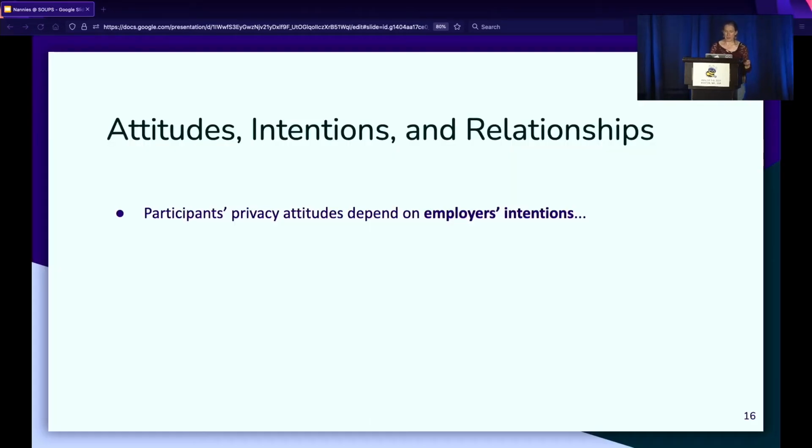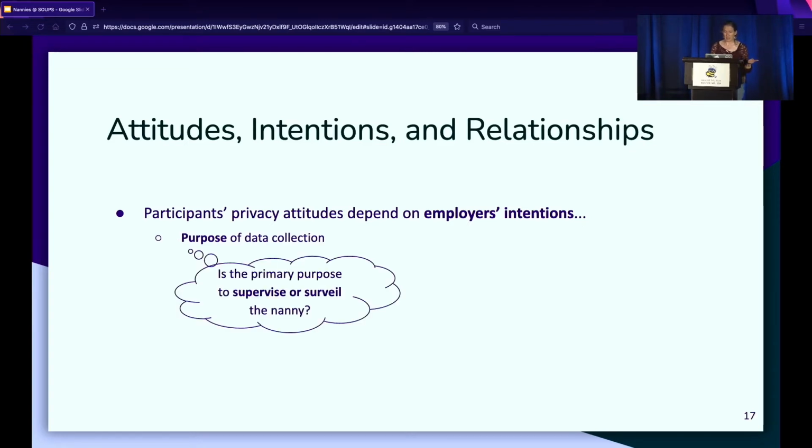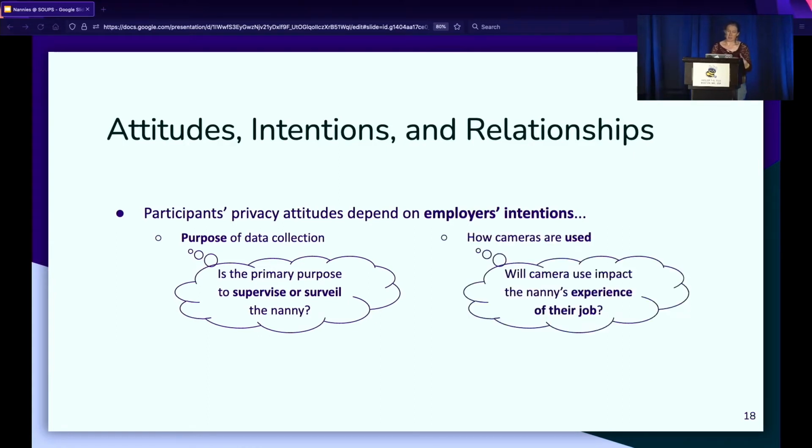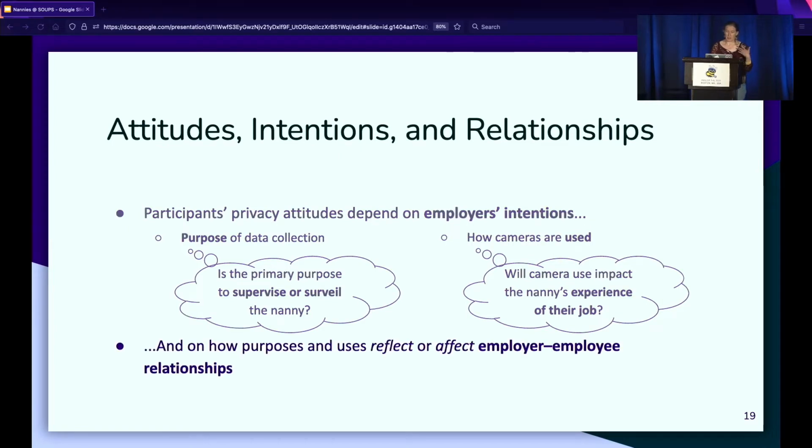Moving on to our findings, our participants had a wide range of privacy attitudes towards cameras in homes where they worked. At a high level, they explained those attitudes in terms of factors like the purpose of data collection. Are the cameras there to supervise or surveil the nannies, or is the nanny an incidental bystander to a camera that's there for some other reason? And especially if the cameras were used for supervision, their attitudes also depended on how they thought the cameras and the data would be used, like what positive or negative impacts they might have on the nanny's day-to-day experience on the job. And participants contextualized those views in terms of how the purposes and uses might reflect or affect their relationships with their employers.